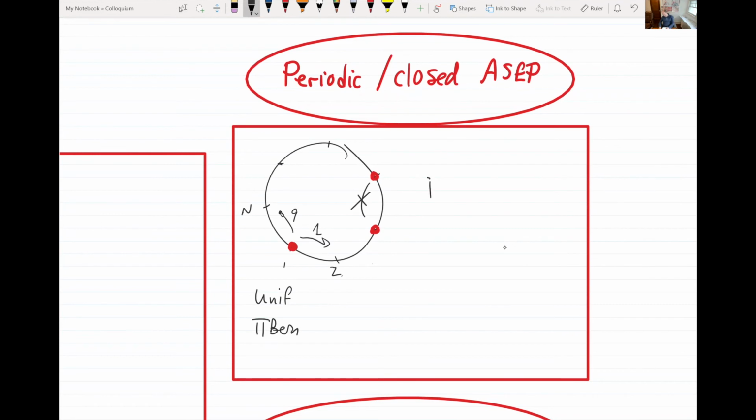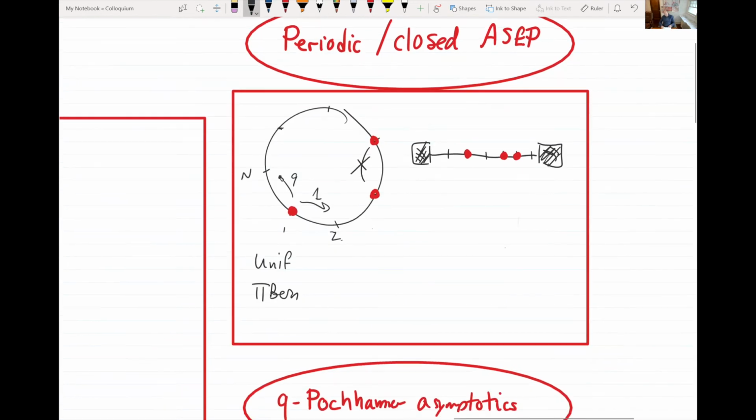Now the closed ASAP is also easy to identify the invariant measure. So in this case, alpha, beta, gamma, delta are 0, and you only have particles inside the system, and they stay inside the system. So maybe if you start out with 3 particles in the system, you'll always have 3 particles for all time later.